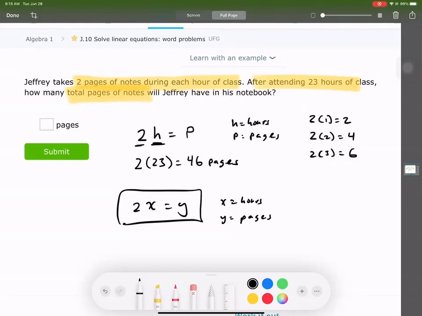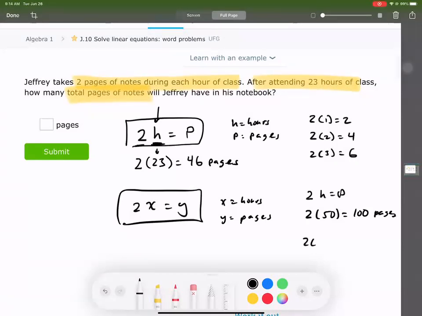And we'll see that in this step, where if I write this as an equation, I just have to plug in h, which is 23, and then we can get the number of pages total. Now again, this is just a very basic starting problem. Now what if I had 50 hours of notes? We would take the same formula, 2h equals p, and h would this time be 50. That'll give me 100 pages. What if h was 4? What if I'm like the worst student in the world? 2 times 4 would give me 8 pages.